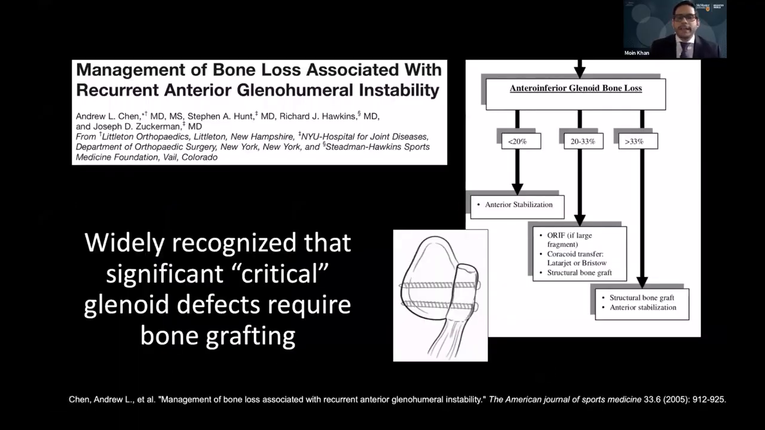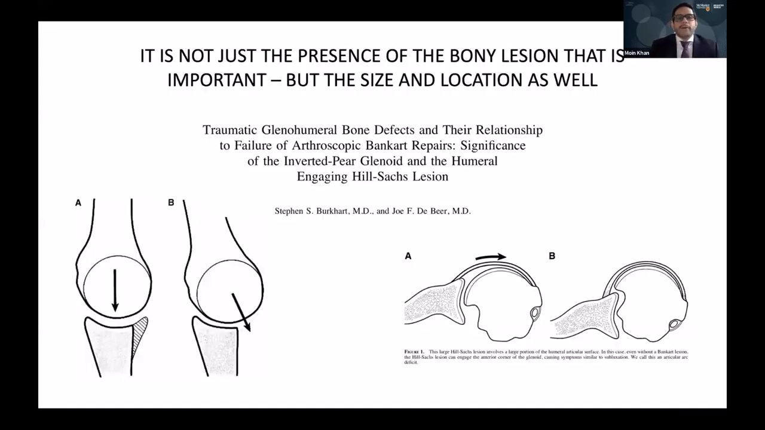Now, traditionally, there have been cutoffs of what is considered to be critical glenoid bone loss, and depending on what you read, 20 to 25% is widely recognized as critical and requires some sort of glenoid bone grafting. But I think now we realize that it's not just the presence or even the size of a bony lesion, but it is also the location of the lesion as well.